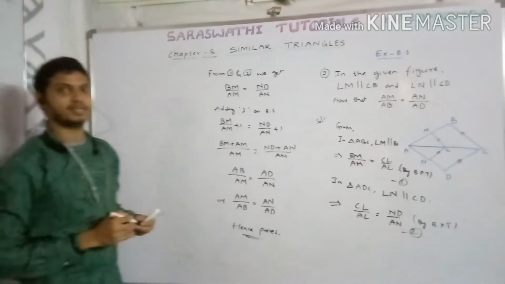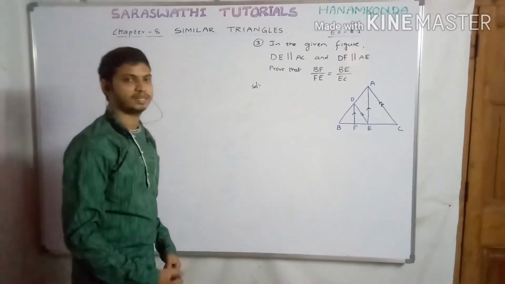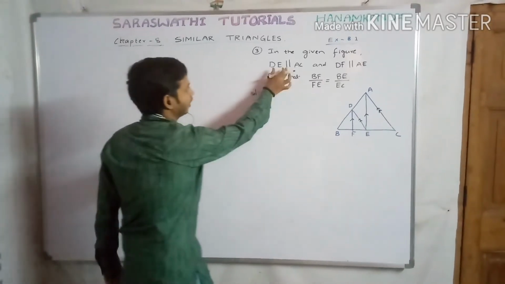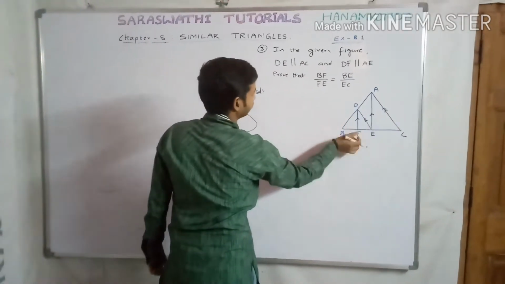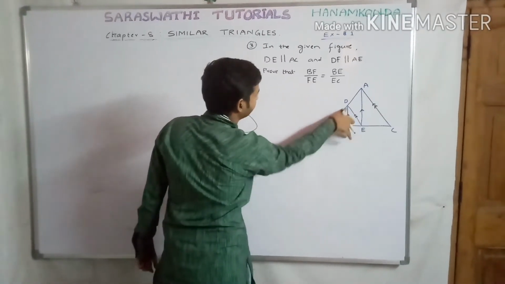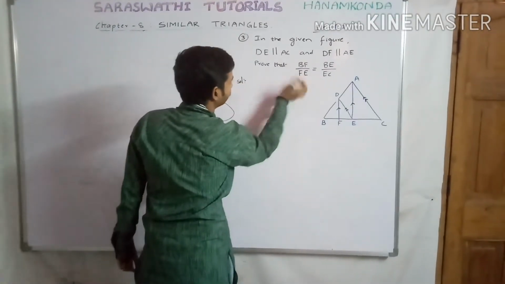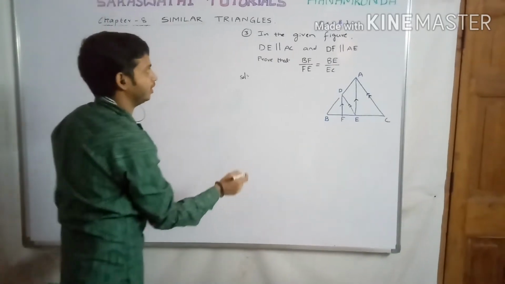Okay. We shall discuss the next problem. Here the given question is: in the given figure, DE is parallel to AC and DF is parallel to AE. Then prove that BF by FE equals BE by EC.